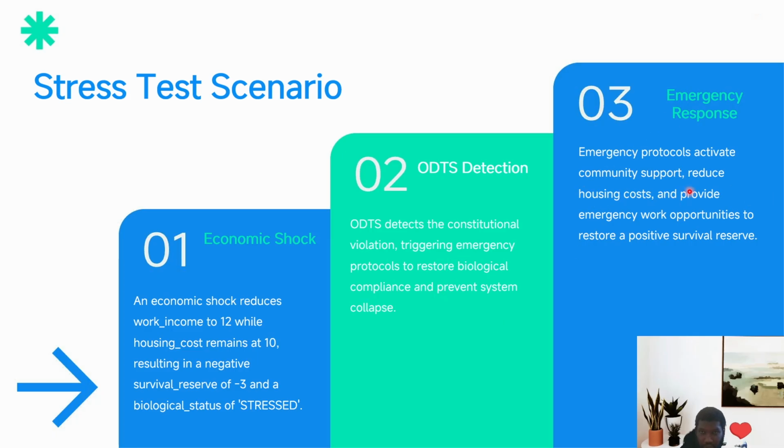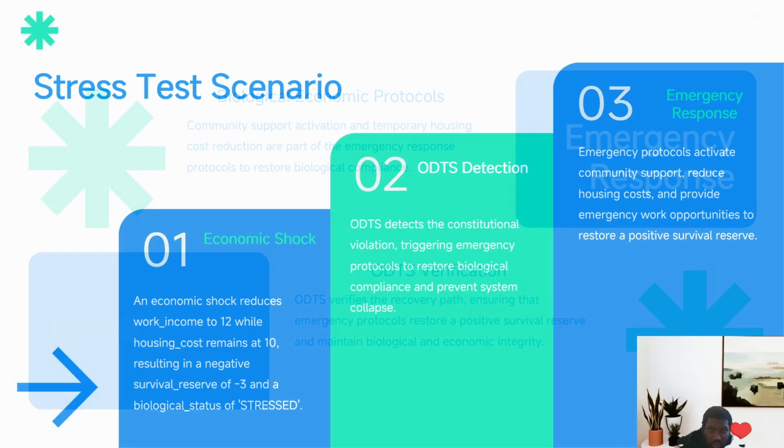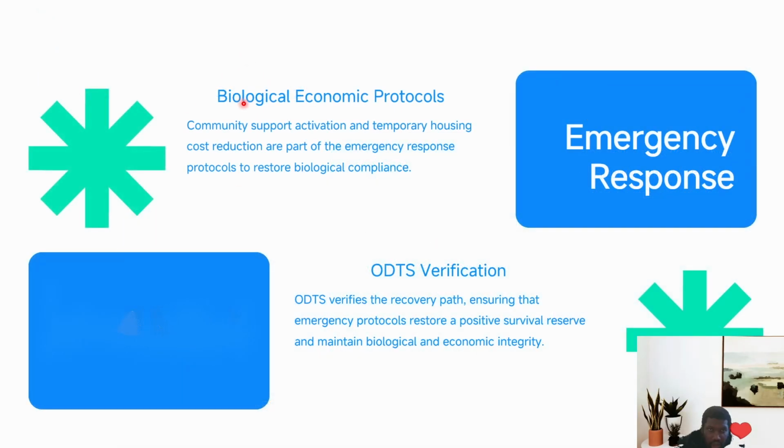Emergency response protocol reduces housing cost and provides emergency protective survival revenue. The error budget which is like 1 to 5, 6 to 11, and 12 to 17. Fail safe mode. And then biological economic protocol. Community support act temporary housing costs part of emergency.